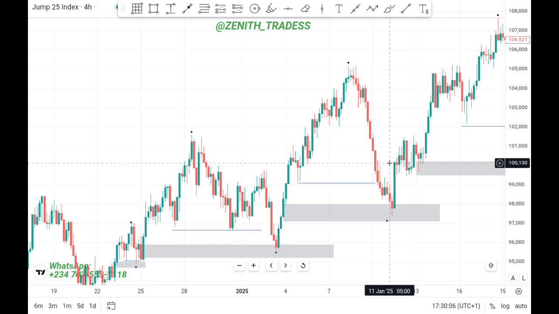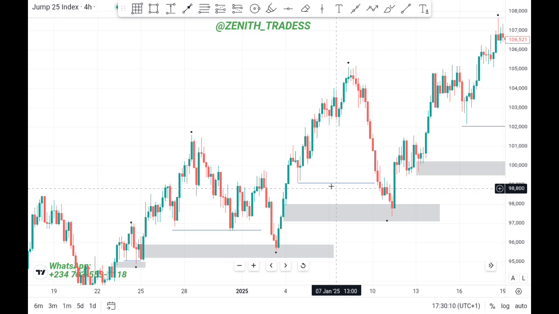Then price came back to sweep this minor low, which is inducement, or we can call it structural low in this case because there's a series of internal structures there. So you sweep it and price taps on our 4H FVG here.